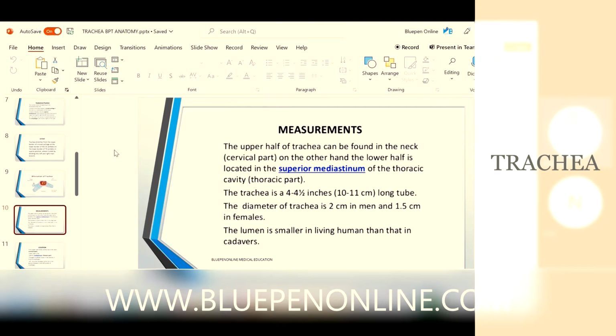Next, the measurements. The upper half of the trachea lies in the neck region, that means the cervical part. The lower half is located in the superior mediastinum. The trachea is almost a 10 to 11 centimeter long tube. The diameter of the trachea is 2 centimeters in men and 1.5 centimeters in women, so there is a 0.5 centimeter difference between male and female. The lumen will be smaller in a living human than in cadavers.